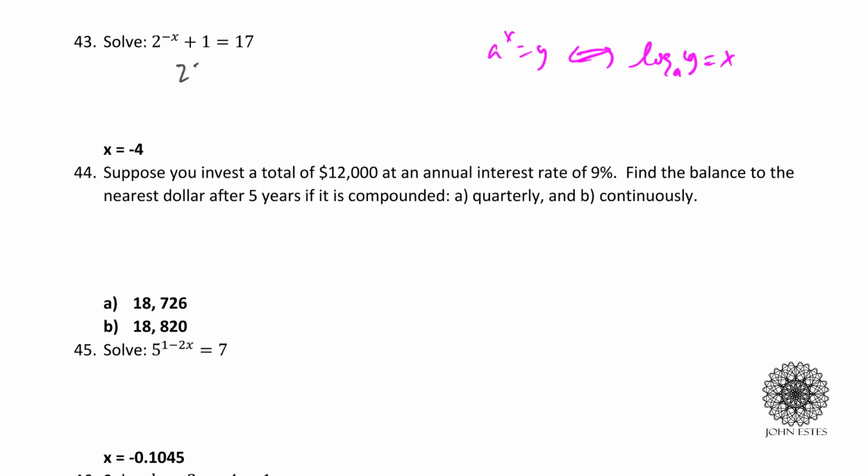Alright, so I have 2 to the negative x equals 16. So now I can get a common base, which is the first thing you should try with exponentials. That's going to be 2 to the negative x power equals 2 to the 4th. So that means now that I have a common base, I'm allowed to drop and end up with x equals negative 4. Okay, and there's my answer.